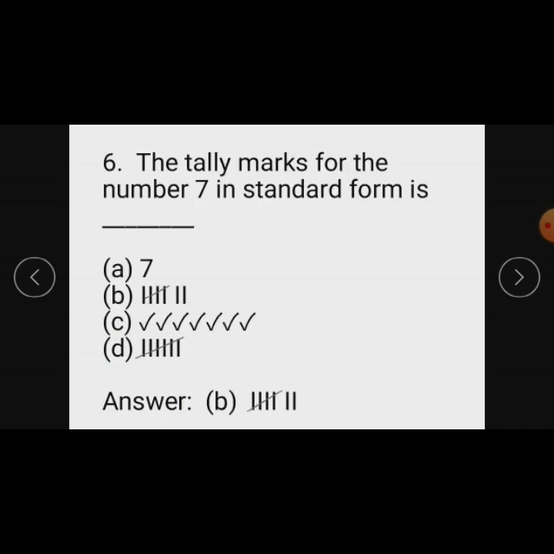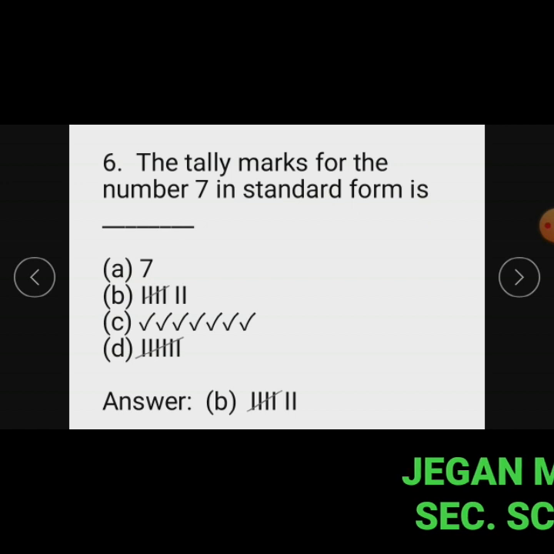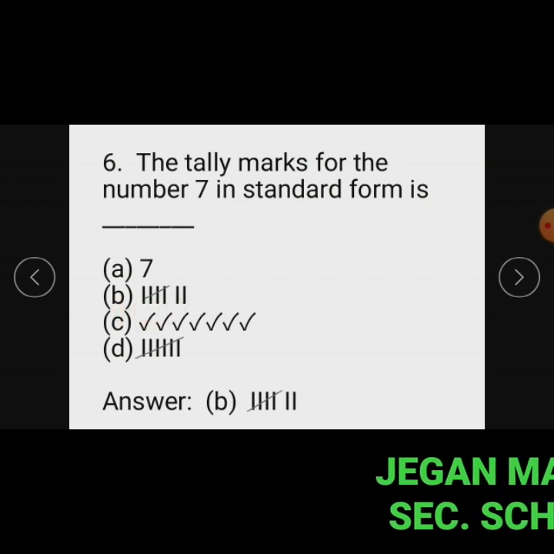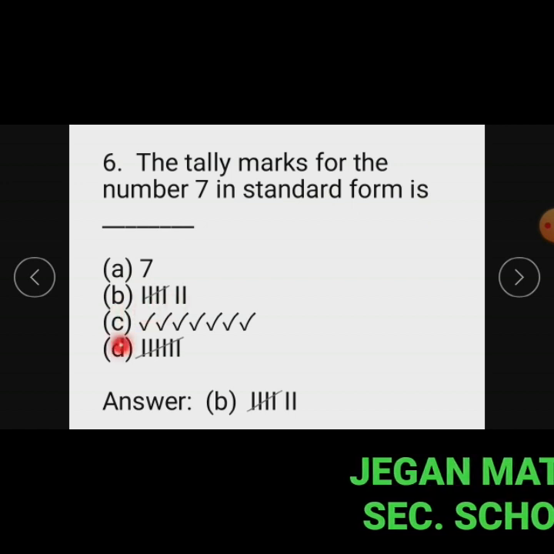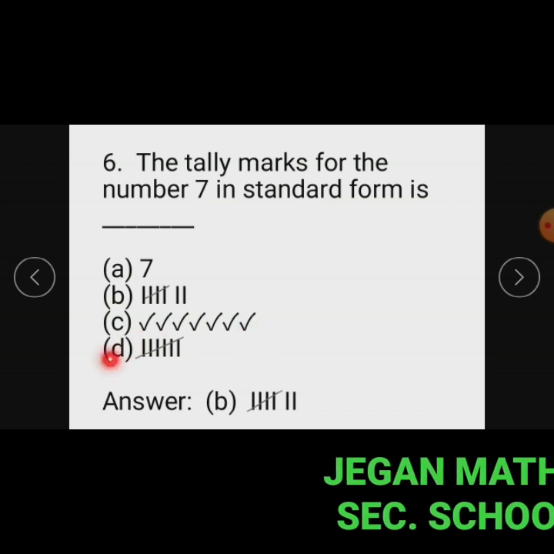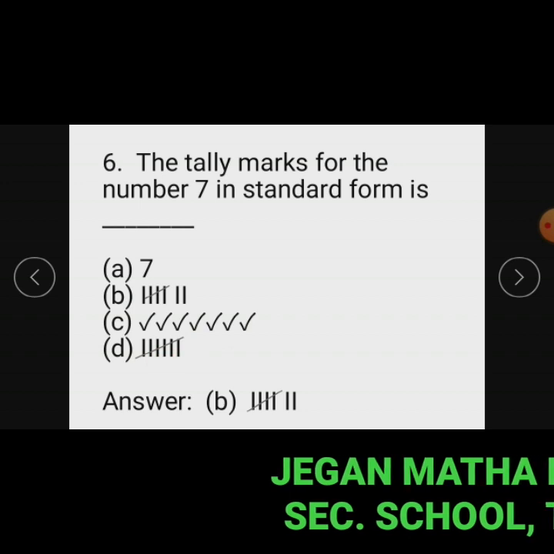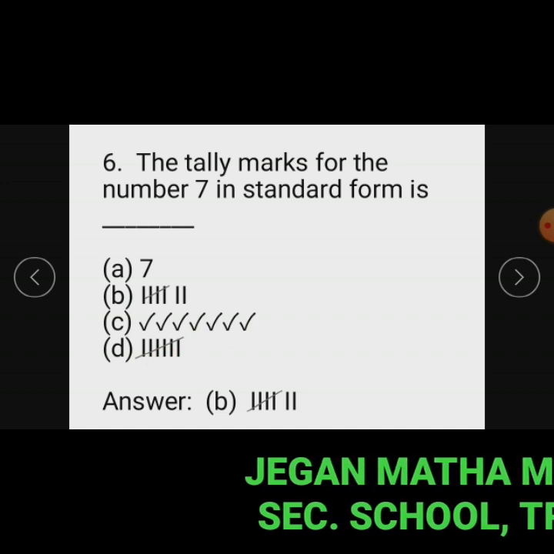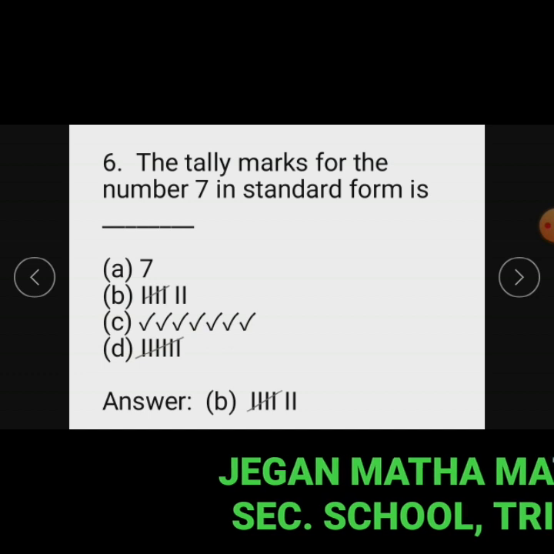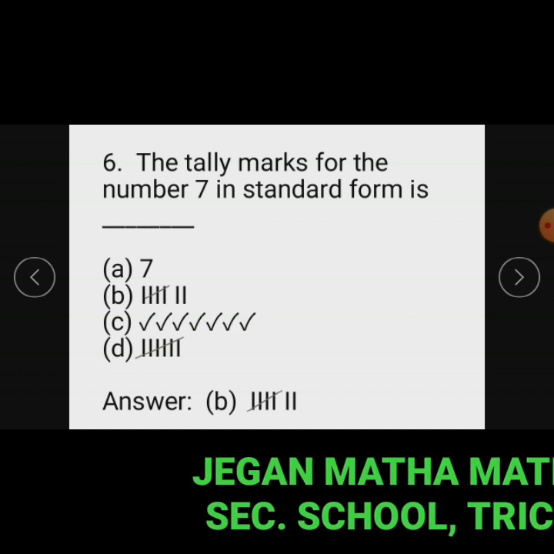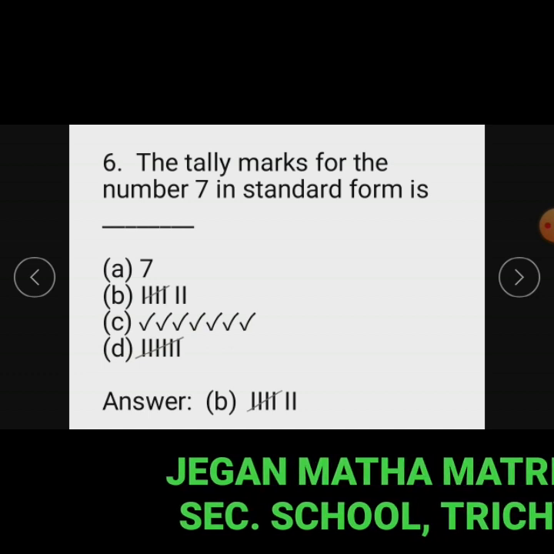Objective type questions. Question number 6. The tally marks for the number 7 in the standard form is option A, integer 7, option B, tally mark 7, option C, 7 ticks, option D, 7. Answer. The answer is option B, 7 tally marks.